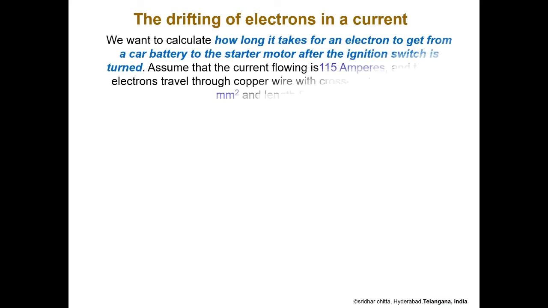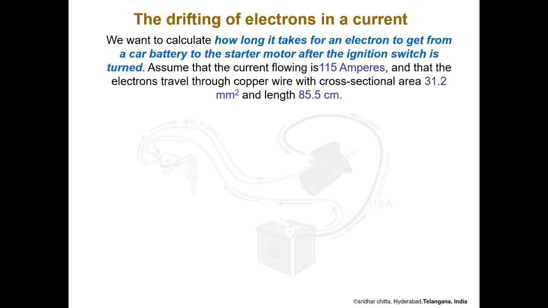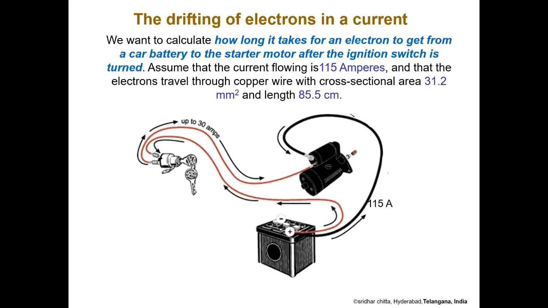The drifting of electrons in a current. We want to calculate how long it takes for an electron to get from a car battery to the starter motor after the ignition switch is turned. Assume that the current flowing is 115 amperes and that the electrons travel through copper wire with cross-sectional area 31.2 square millimeters and a length of 85.5 centimeters.